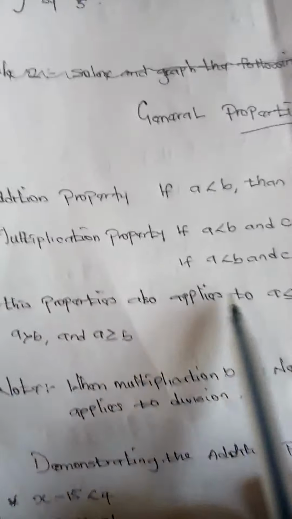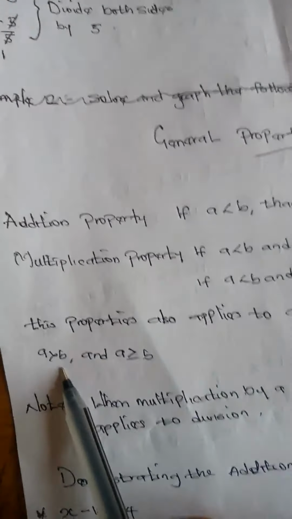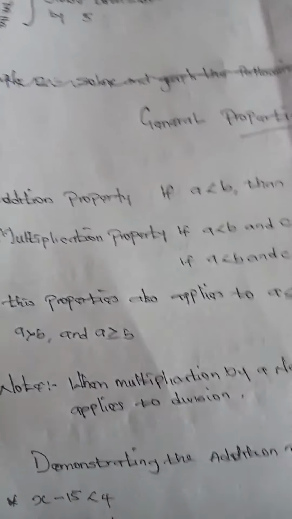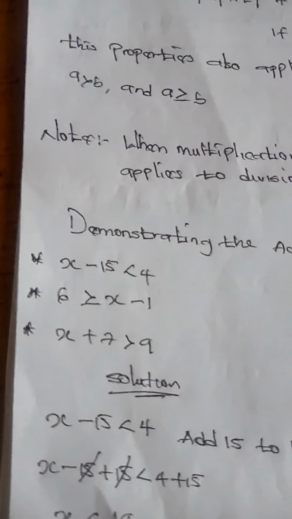And so the other properties you're going to apply: A is greater than or equal to B, A is less than B, and so on. That's what you're meant to know. It's also something you're meant to know. Notes. So I wrote it in notes. You must know this fact.